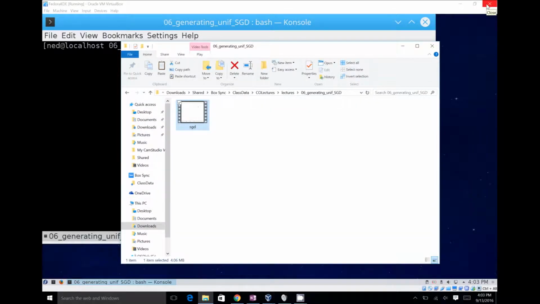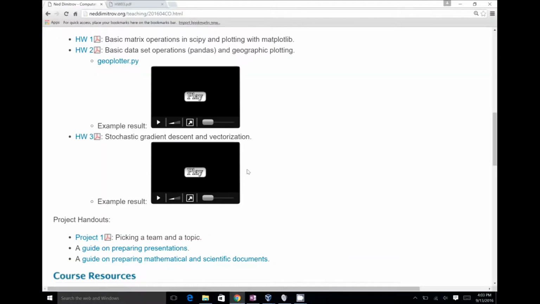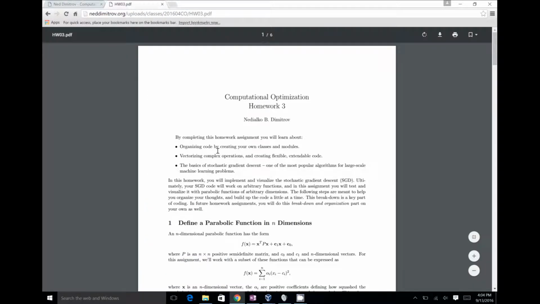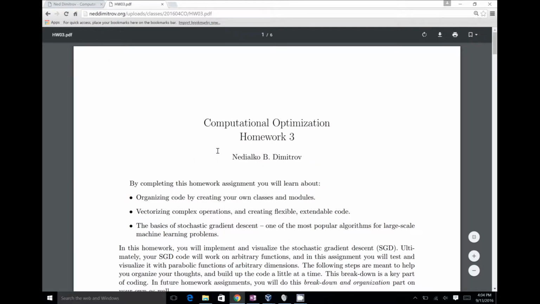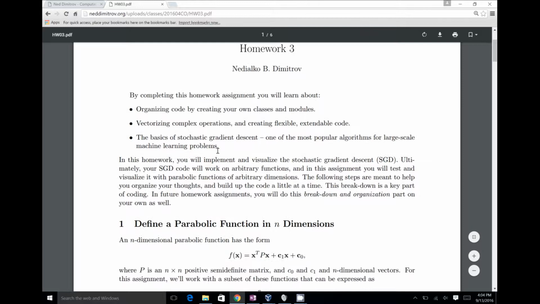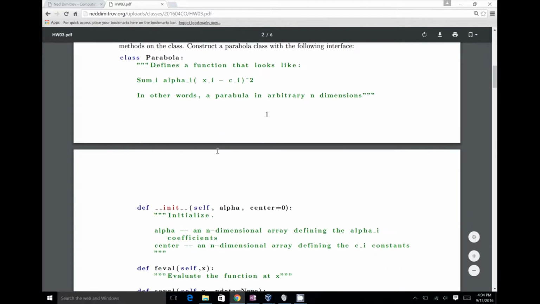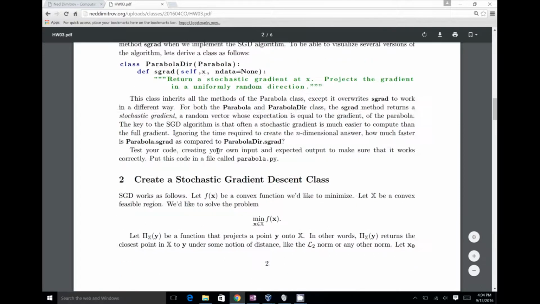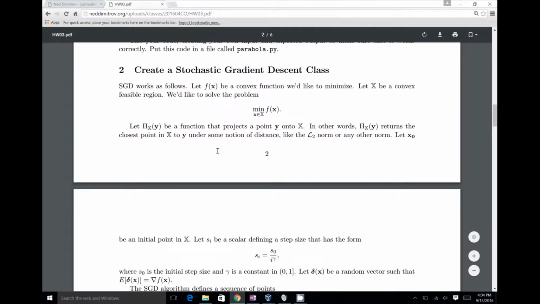So let's go over what the algorithm actually does and why it works. And if you're curious, that next homework assignment is already posted online here. I just want to briefly go over what's posted, because essentially what I'm going to do is explain what's posted here, but in much greater detail than what's written in that PDF file. At the beginning, you're going to define a bunch of parabolic functions. And to do this, you're going to do some interesting definitions of interfaces. And then over here is a very brief description of stochastic gradient descent.